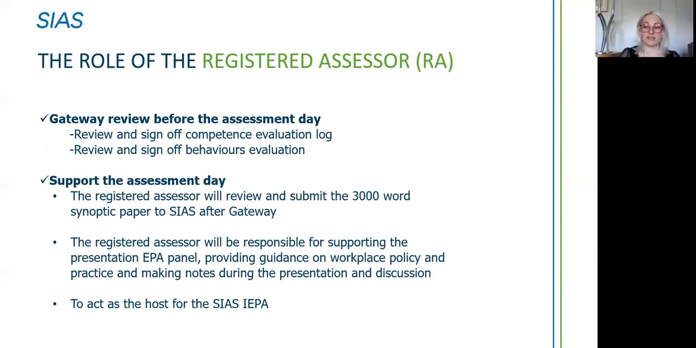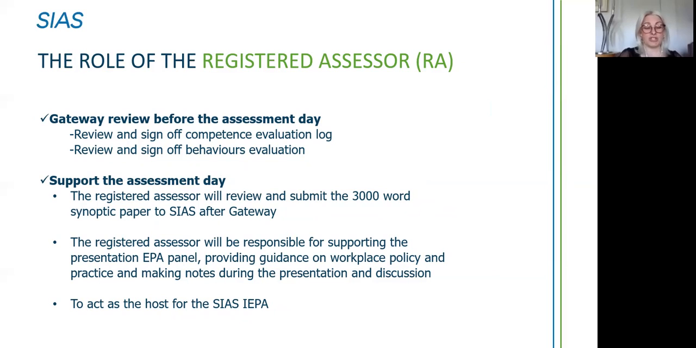and the sign off before the assessment day. So they're going to complete the evidence record from the cell, and they will do the behaviours evaluation. I have already said that another member of staff from the employer could do the behaviours evaluation if they don't work closely enough with the apprentice. That is absolutely fine. But it will be the RA. There's a page within the cell that asks for the SIAS registered assessor validation, and it must be that person that signs into that box.